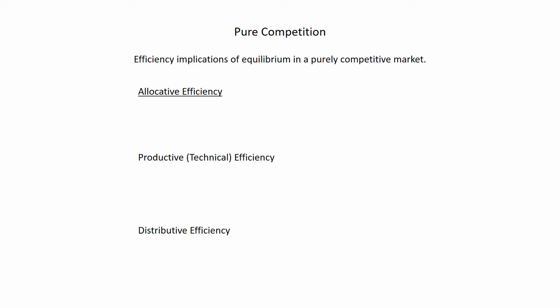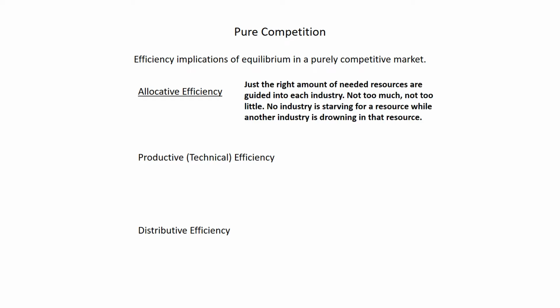Allocative efficiency refers to the allocation of resources. When resources are allocated efficiently, just the right amount of needed resources are guided into each industry. Not too much, not too little. No industry is starving for a resource while another industry is drowning in that resource. The productive capabilities of the industry that was starving for a particular resource would be limited by that shortage, resulting in an artificial scarcity of that good or service.